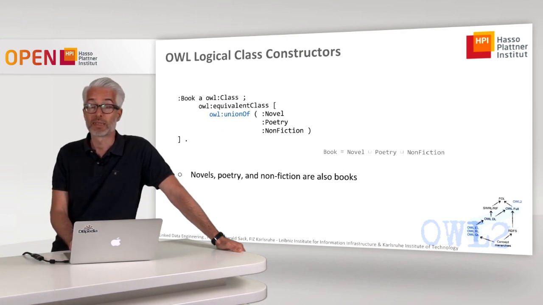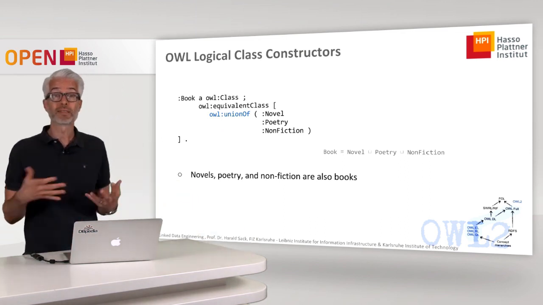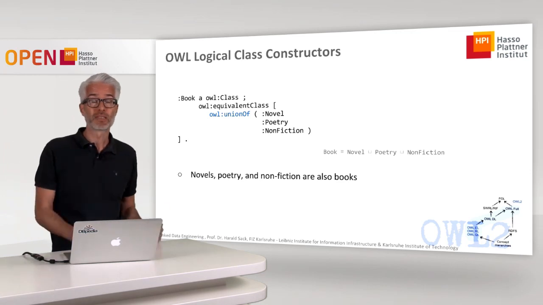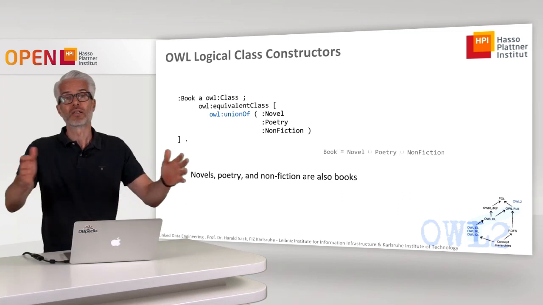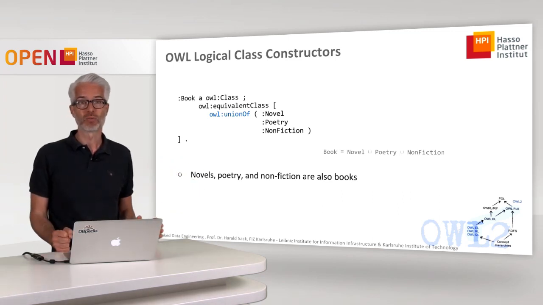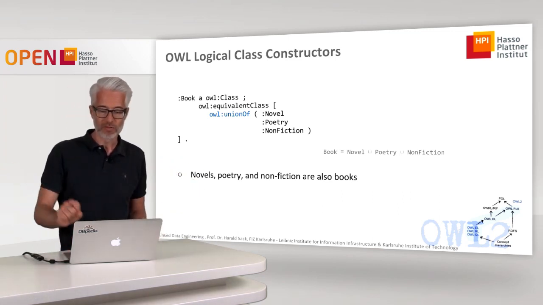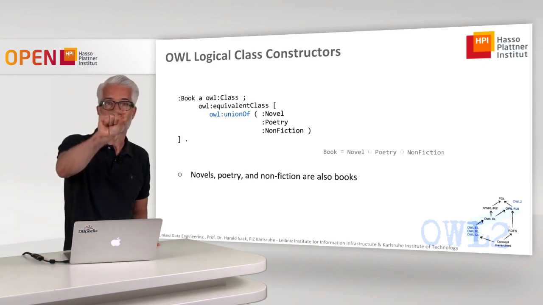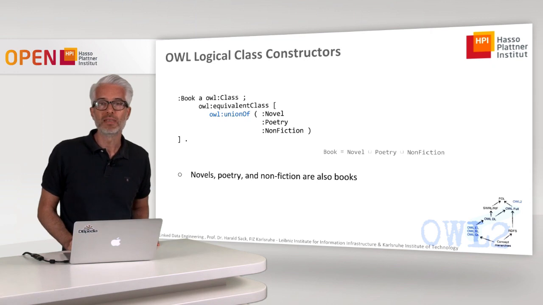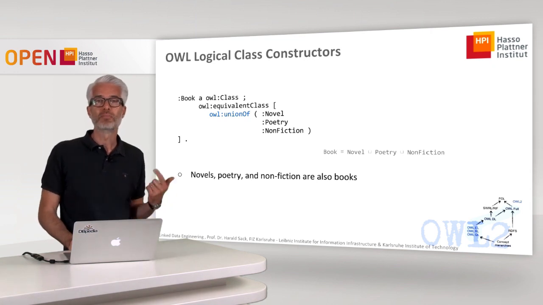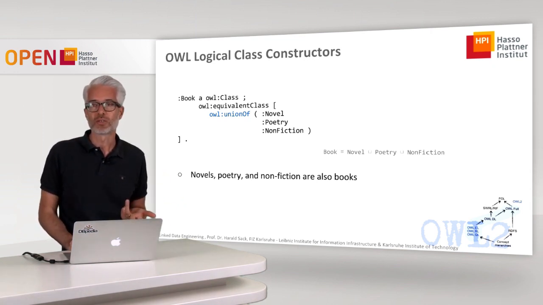Let's have a look at the following example. There I do a more complex definition of a fact simply because I declare one class to be equivalent to a complex class expression. So what I do here, just take the first look here on the gray description logic statements. I declare a book to be the union of novel, poetry, and non-fiction.